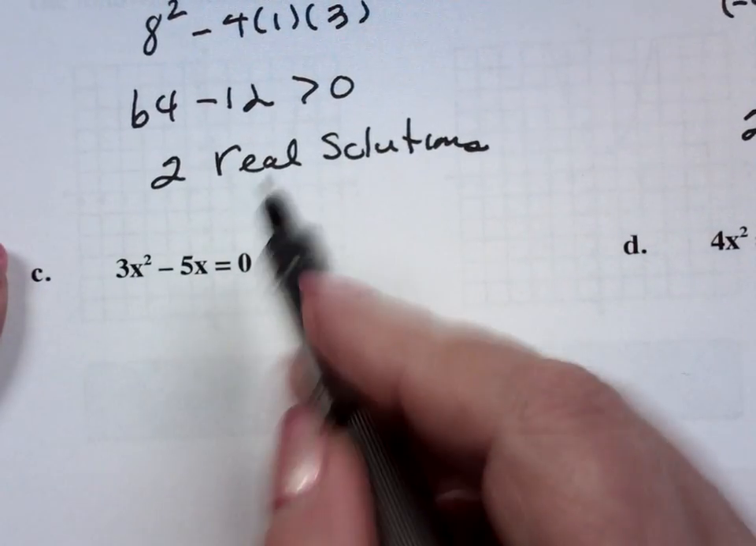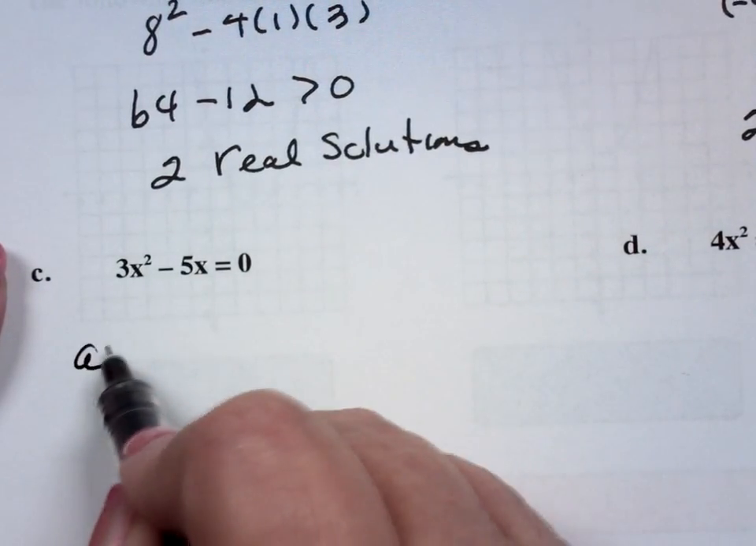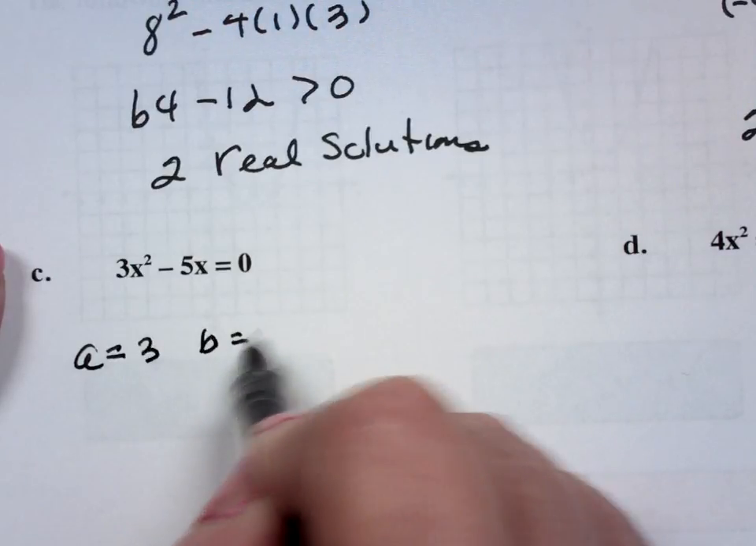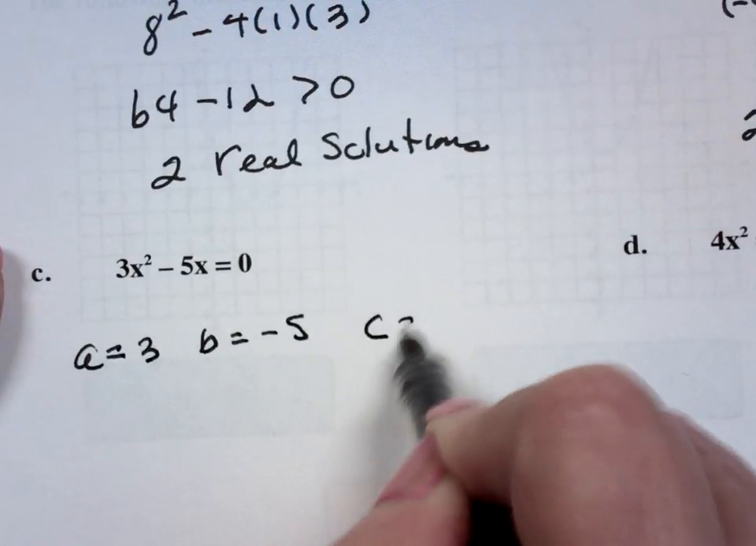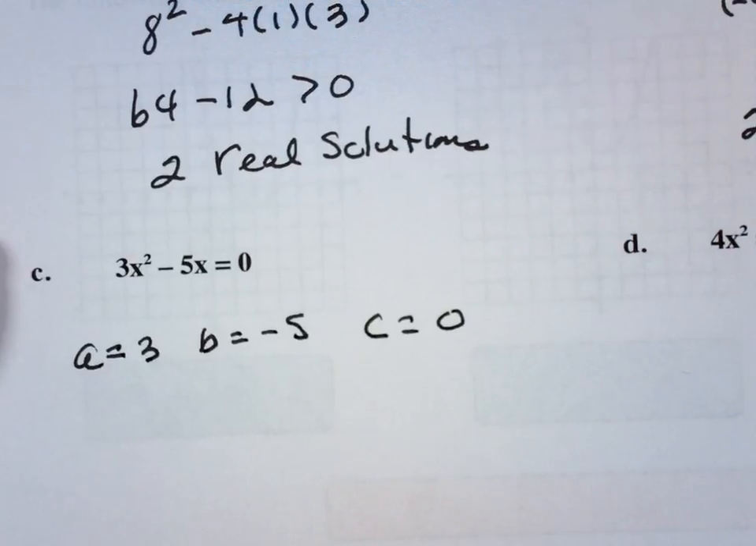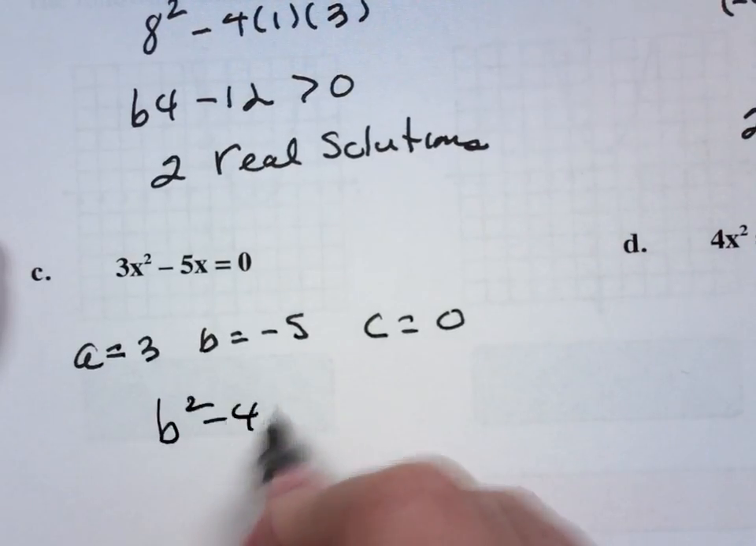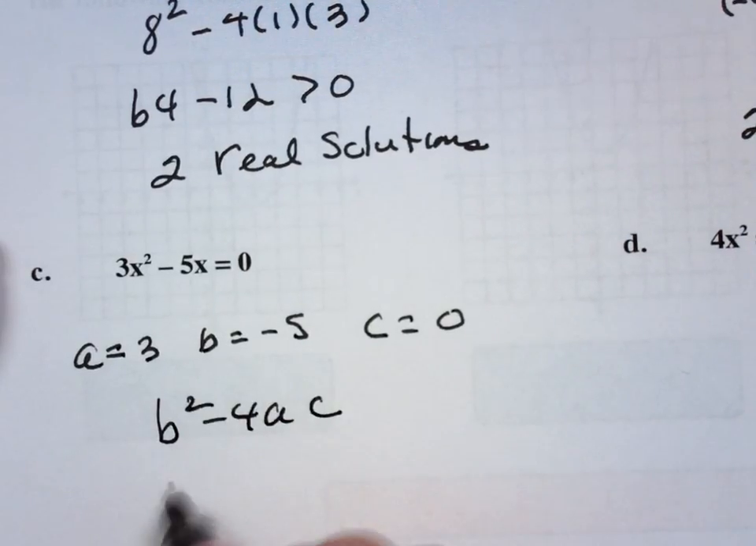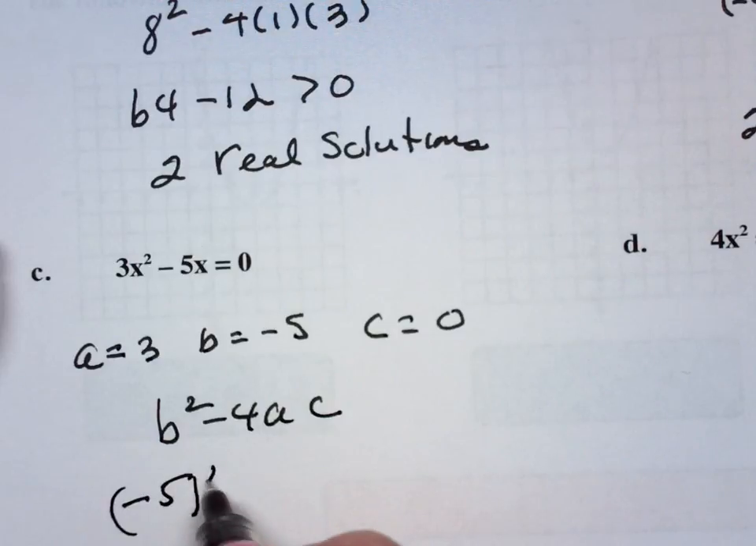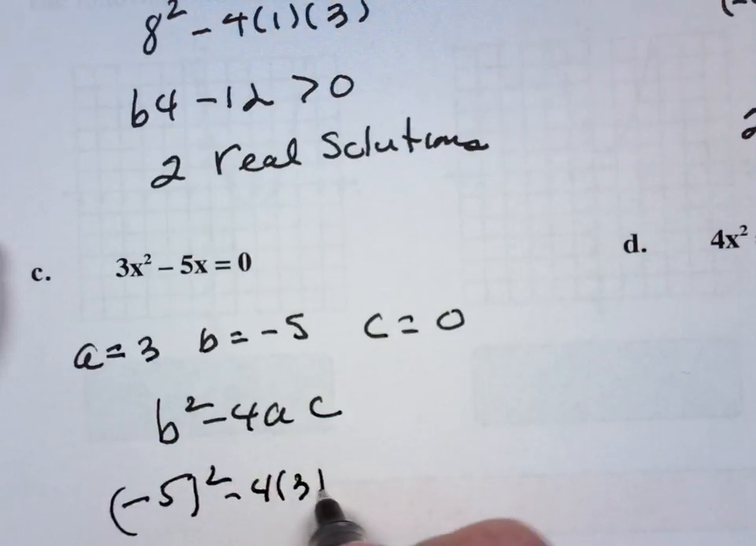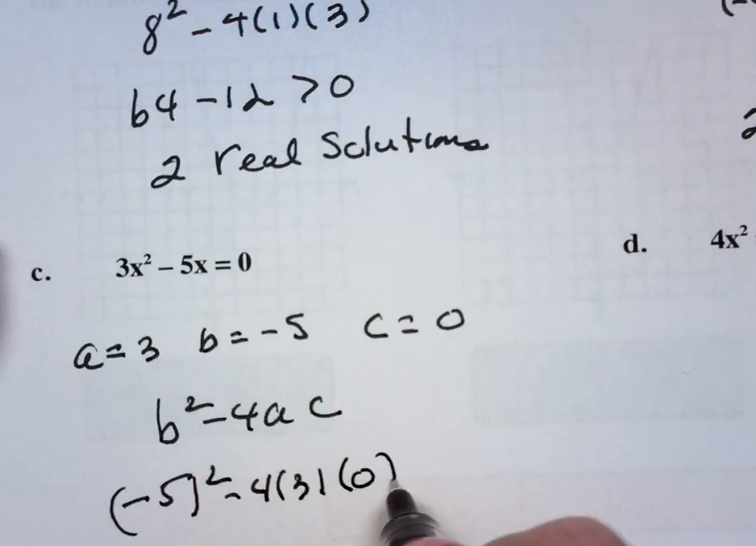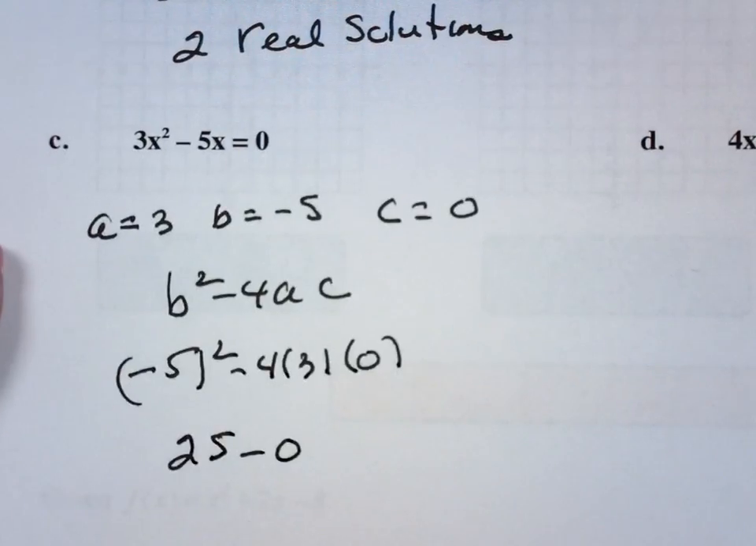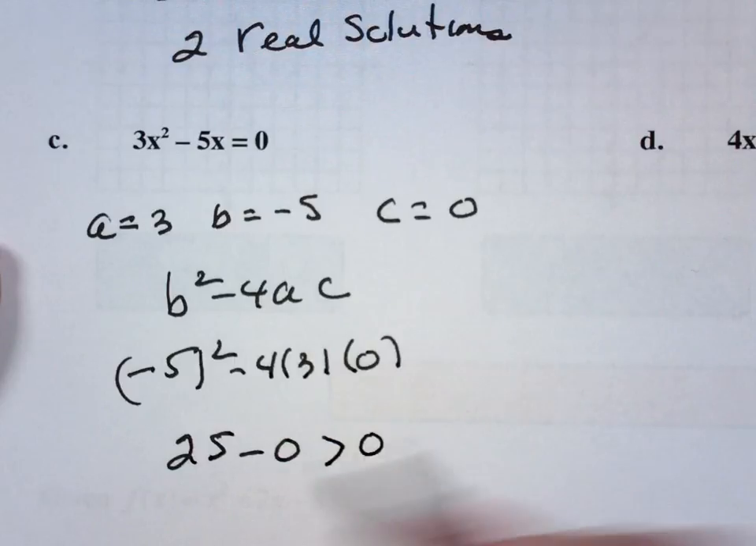And notice I don't have a C term, so A is 3, B is negative 5, C is 0. So b squared minus 4ac is negative 5 squared minus 4 times 3 times 0, which is 25 minus 0. Positive or negative? Positive. How many solutions do I have? 2.